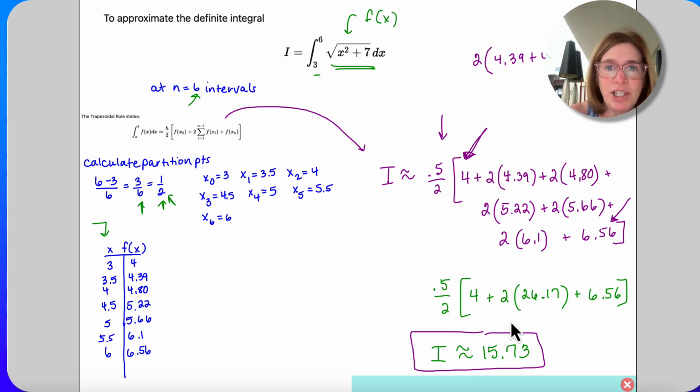So you calculate your partition points, you plug those into your function, get your function values, and then use those function values in your formula.